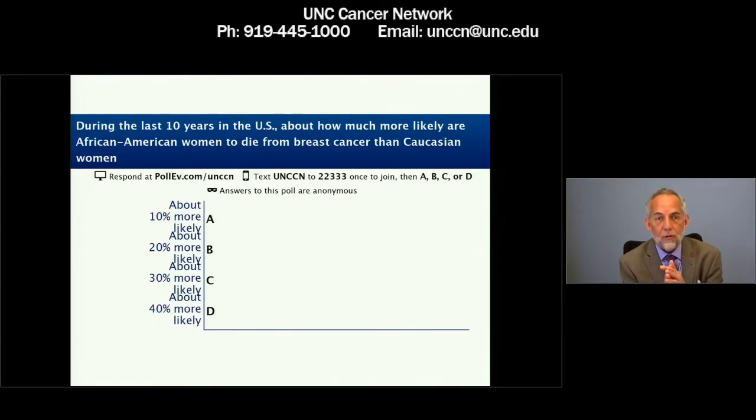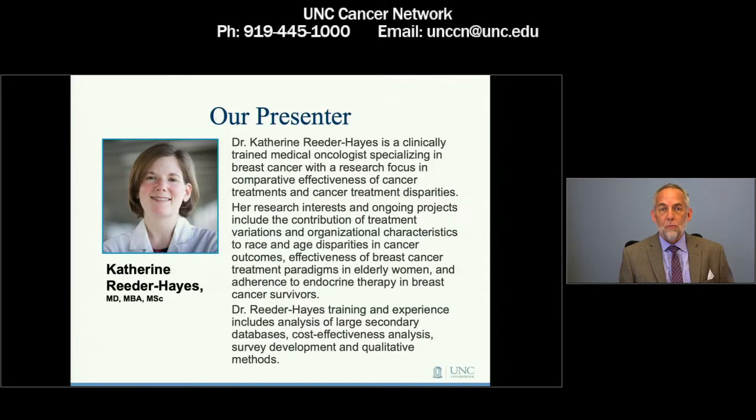So this is actually just a mock-up, but this is the question we'll be asking first. During the last 10 years in the U.S., about how much more likely are African American women to die from breast cancer than Caucasian women? If you think that's about 10% more, you would put A, 20% B, 30% C, and 40% D. So we'll flash that actual question in just a moment.